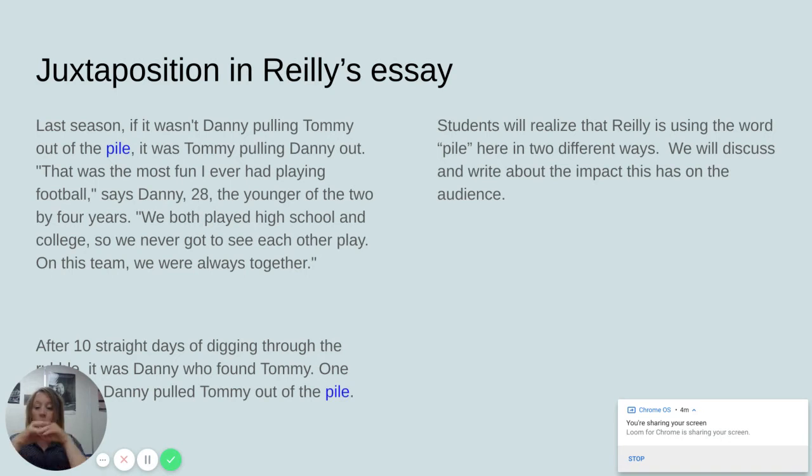When we're reading this essay, your student is going to pick up on that, and they're going to say, wait a second, he's using the word pile in two totally different ways. And they will talk about what the effect of that is on the reader. How does that add more emotion? How does that help us figure out the argument that Reilly is trying to make about people's reaction to 9/11? That's just one example of what I mean by looking at the way the writer writes, or the writer's moves.